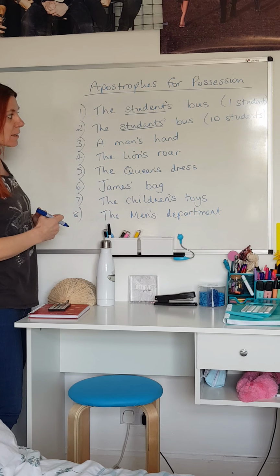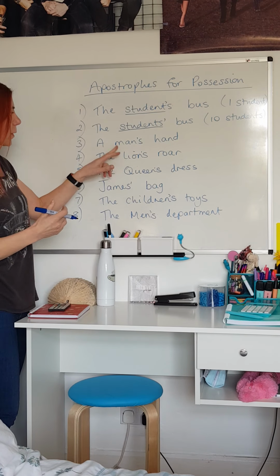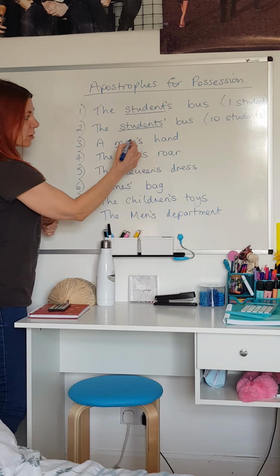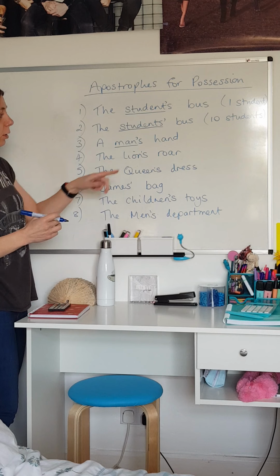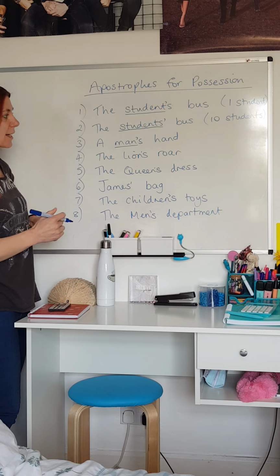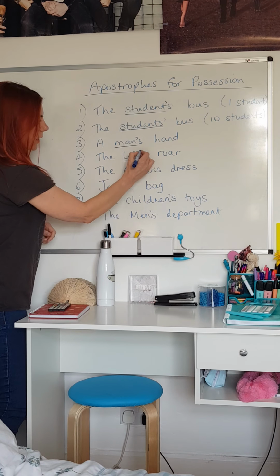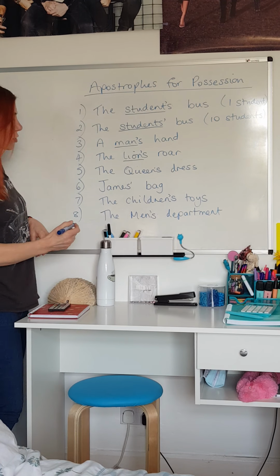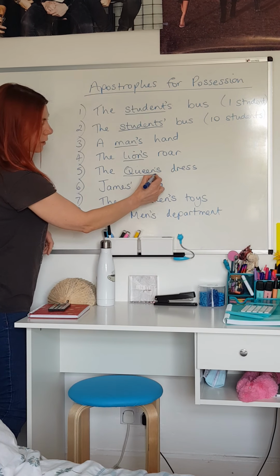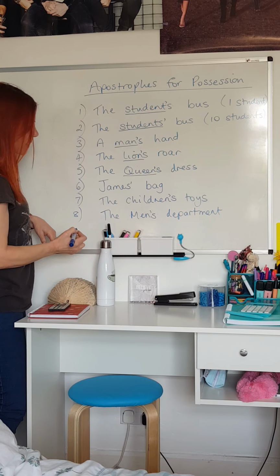A man's hand. Well, who does the hand belong to? It belongs to a man. So the apostrophe is going in just there. The lion's roar. Who does the roar belong to, or who is it linked with? It links to the lion. So our apostrophe goes there. The queen's dress. Who does the dress belong to? It belongs to the queen. So our apostrophe comes in there.